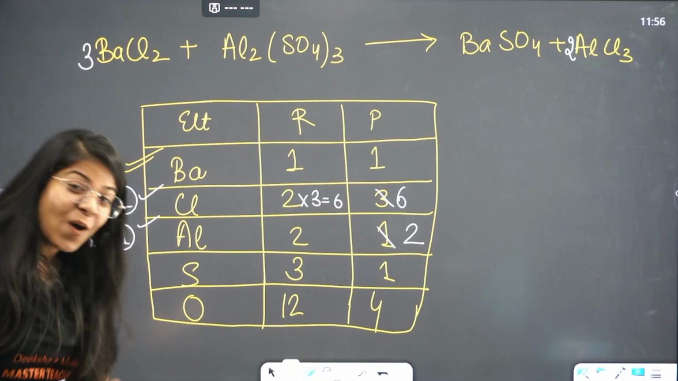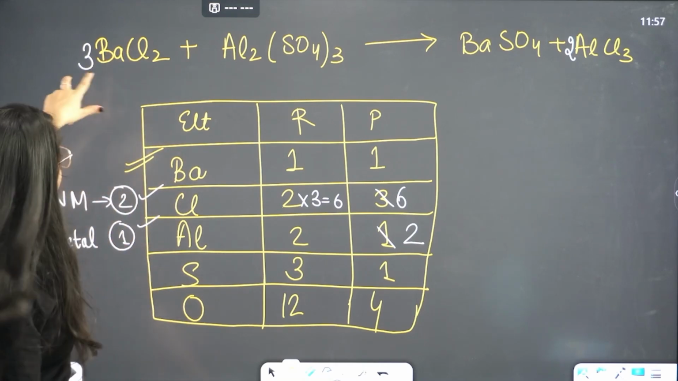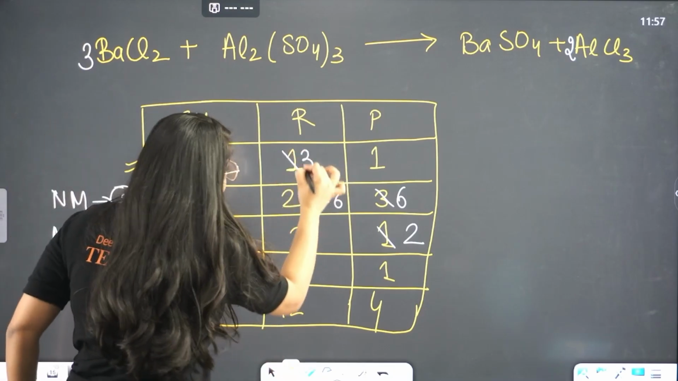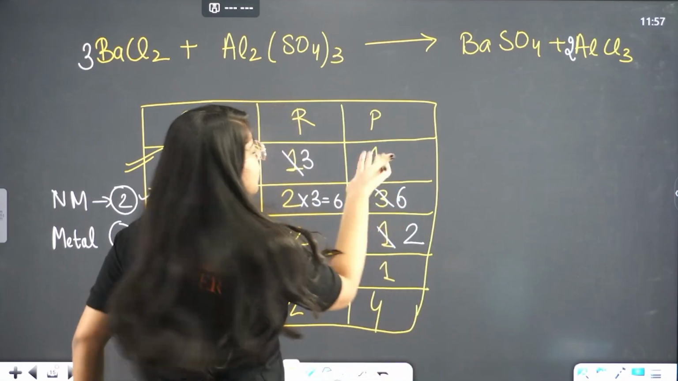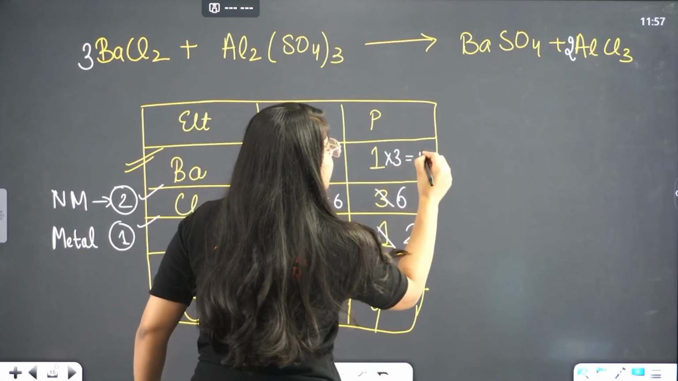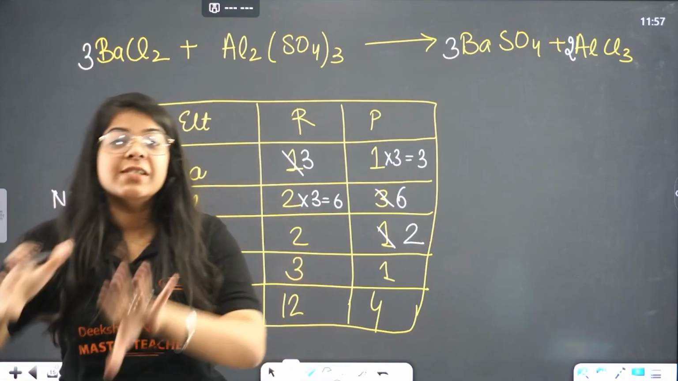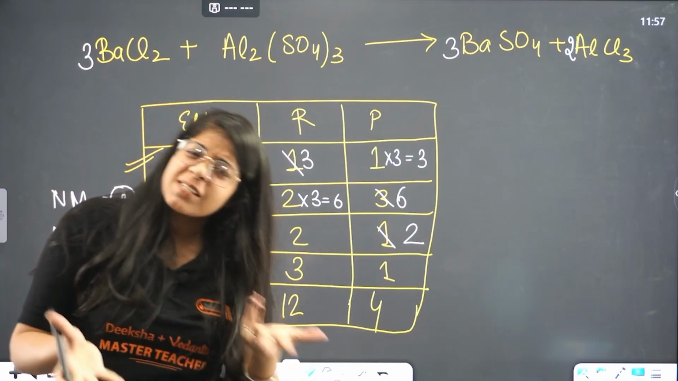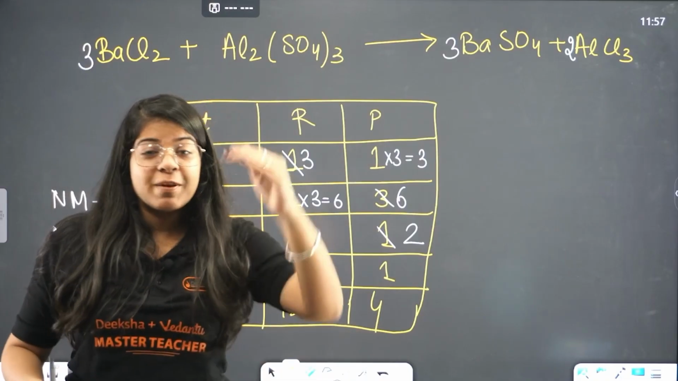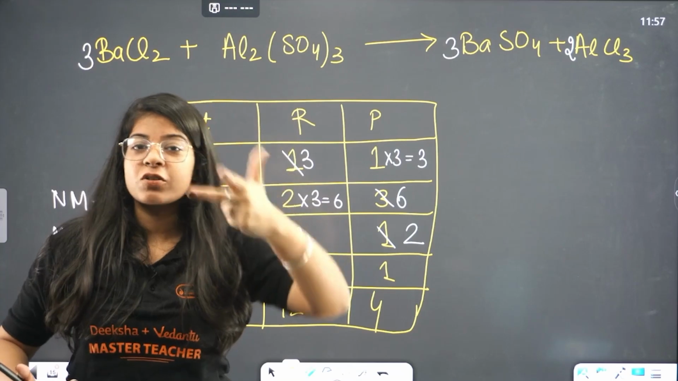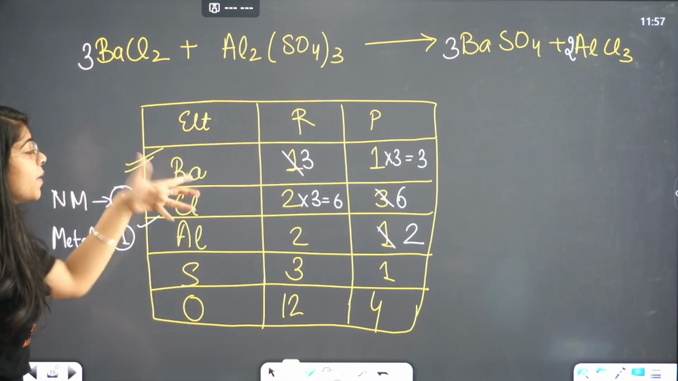But while balancing chlorine, we unbalanced barium. Barium is 3 here now, and here barium is only 1. So I'll multiply 1 with 3, this will become 3, and I'll put 3 here. Is that difficult? I know there are lots of steps, but it's just basic simple math, some hit and trial. We have a specific list: metals, non-metals, oxygen, hydrogen. We moved to aluminium first, then chlorine, because barium was already balanced.